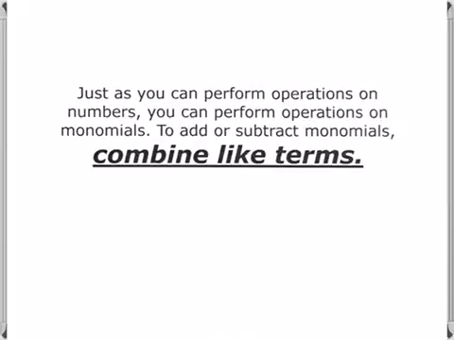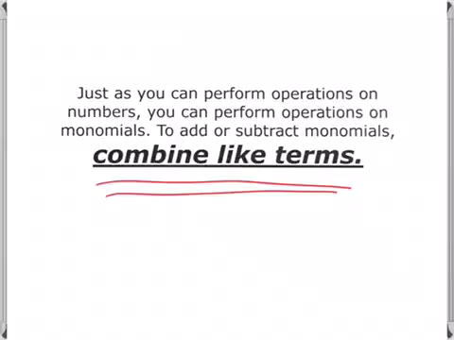Just as you can perform operations on numbers, you can perform operations on monomials. To add or subtract monomials, combine like terms. So this means we're looking for items with the same variable with the same exponent, and we're combining the coefficients. The variables themselves will stay the same, just the coefficients change, or the numbers in front of the variables.